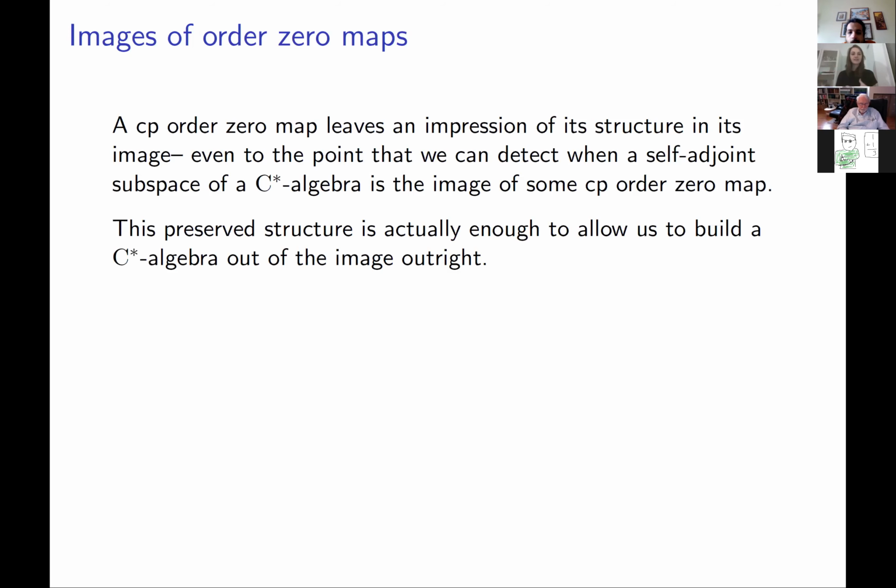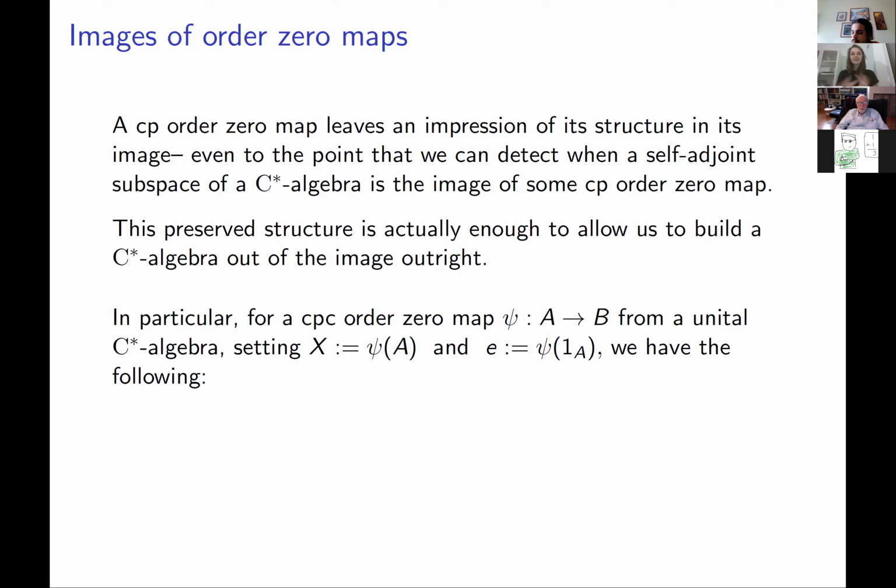Actually, the starting point is that this preserved structure is enough to allow us to build a C-star algebra outright out of the image. So I need to actually highlight which structure I'm talking about, because these maps are really rife with structure.